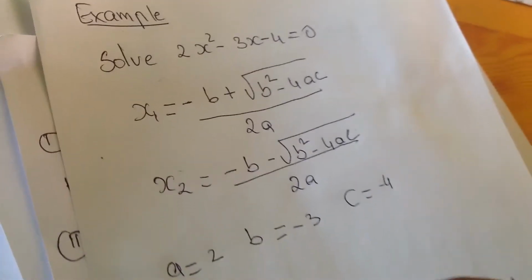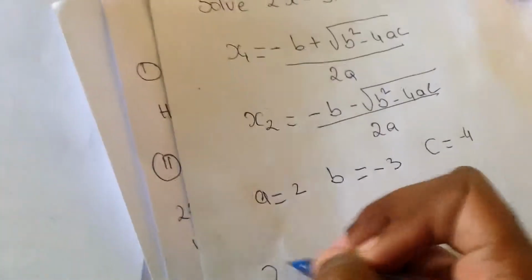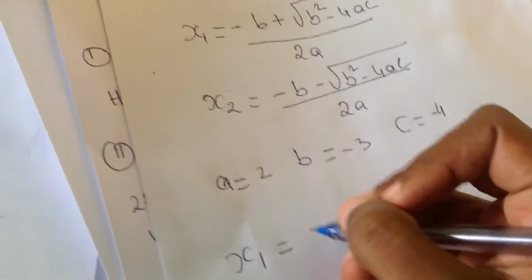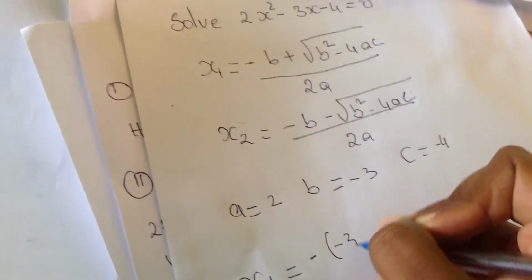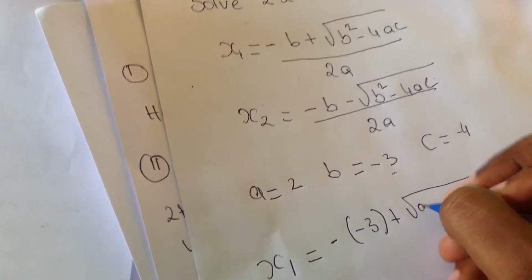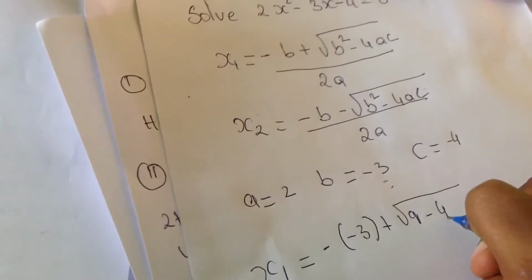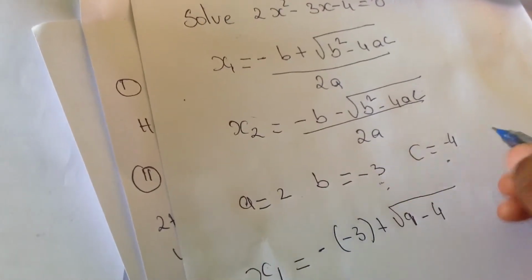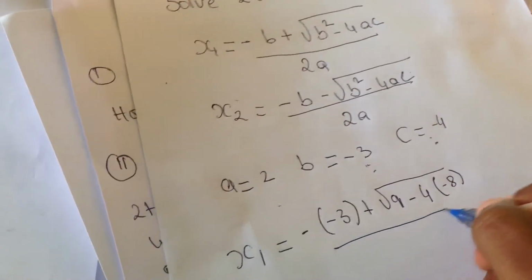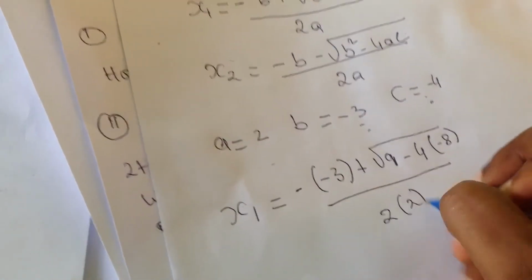Okay, so let's start. So we have x1, which is equal to negative, so here b is negative already, but I will put it in brackets, negative 3, plus the square root of b squared. So b squared here will be 9 when you square that, minus 4ac. When you multiply a and c, you get negative 8. So put it in brackets, all over 2, because that is the a.